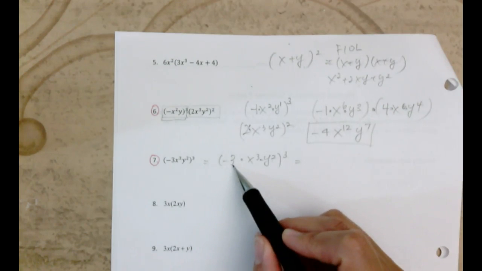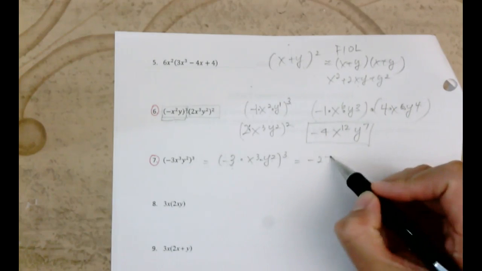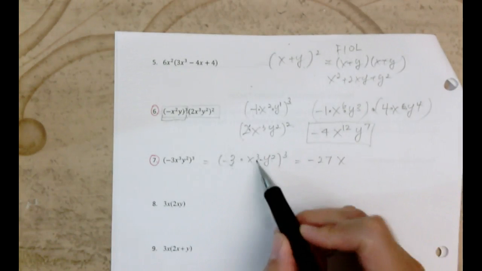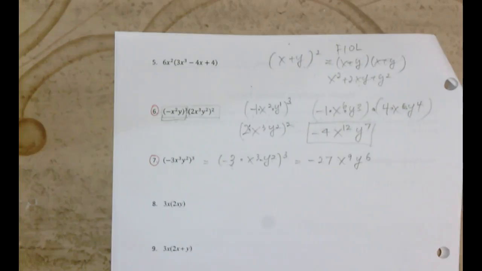So minus 3 to the third, the minus is going to stay minus. 3 to the third is 27, and x, 3 times 3 is 9, and then y, 2 times 3 is 6, and that's it.